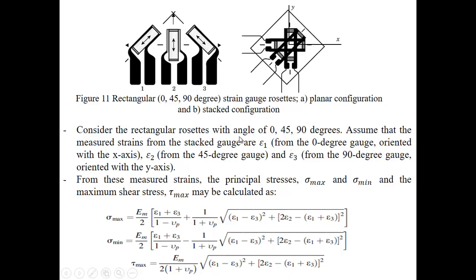And strain 3, which is the 90 degree gauge, oriented with the y-axis. This is the 90 degree, this is 45, and this is 0. This is the condition when they are stacked together, when they intersect each other.